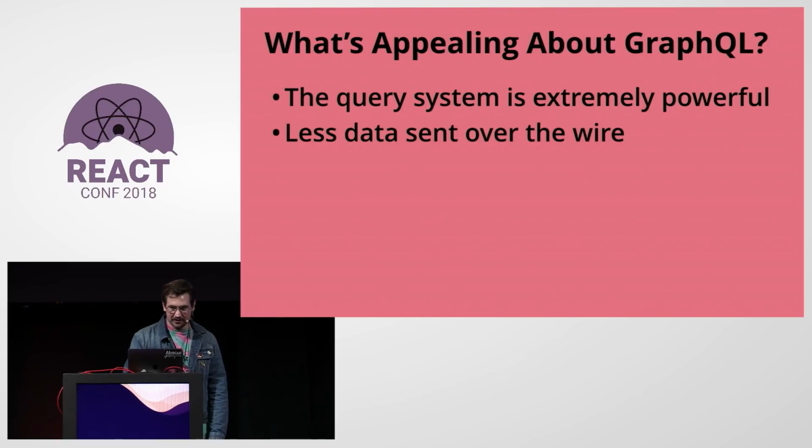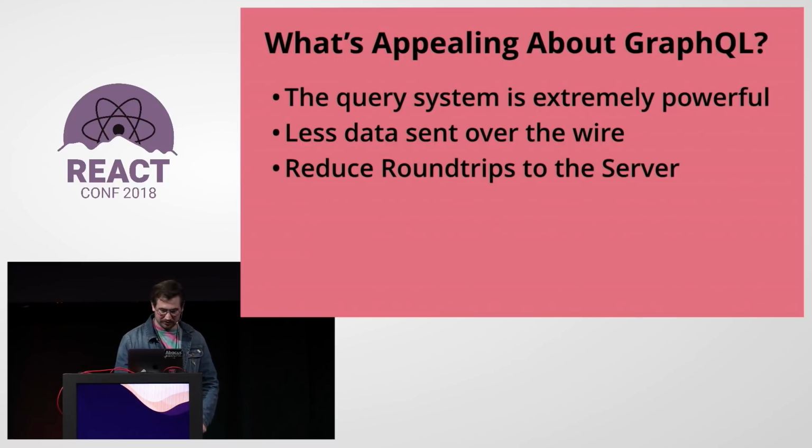Less data over the wire, especially as we move more towards mobile phones. And the next one is similar, reducing round trips. High latency, lower speed devices. The less data you're sending over the wire, the better. It's going to take you longer to get that 40 topping pizza.